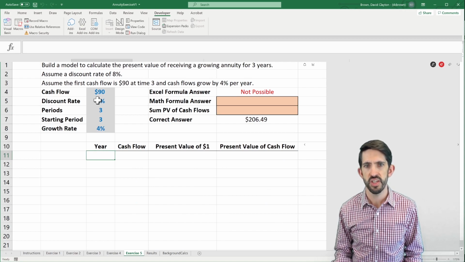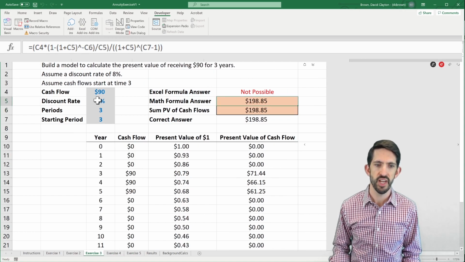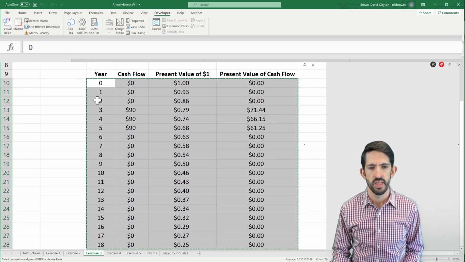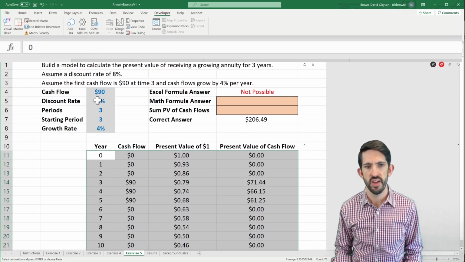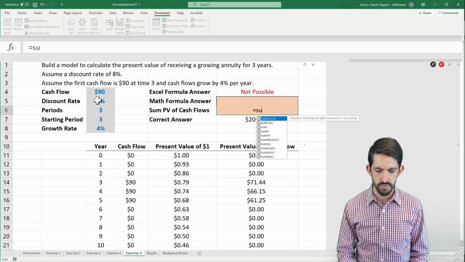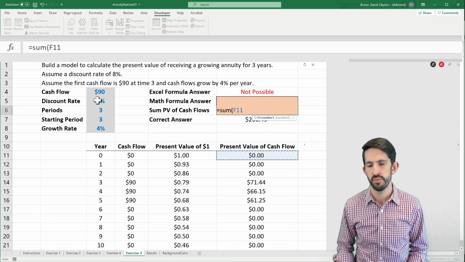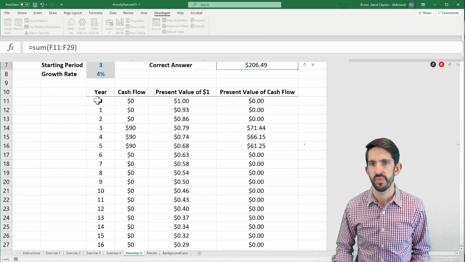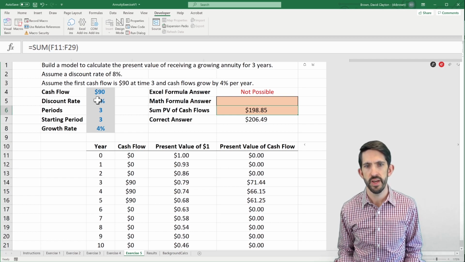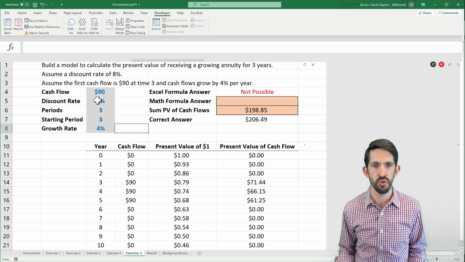For exercise 5, we're actually going to back up to exercise 3 and grab that model. So let's go back to exercise 5 and paste our model here. We're going to set up our sum. It's not going to work quite yet, but we'll get there in a second. We see 198 was our original value. Now it should be 206, and that's because the cash flows should grow.